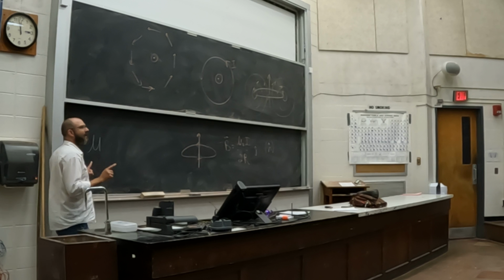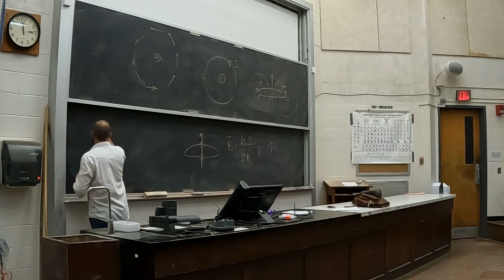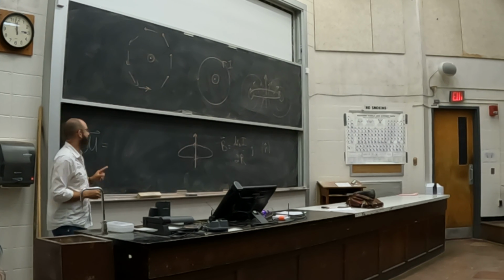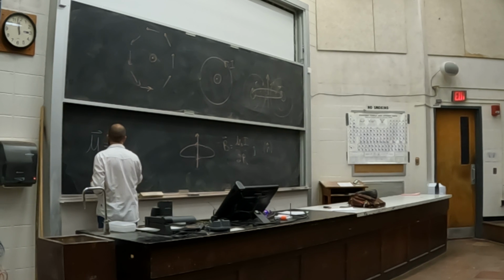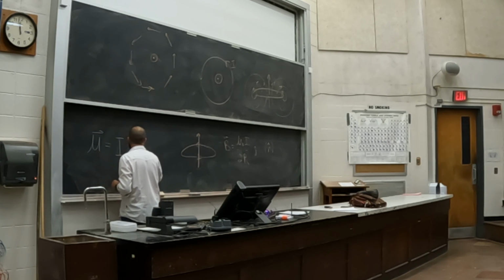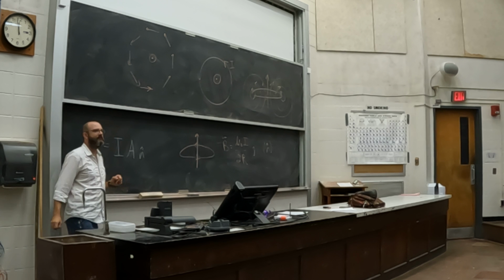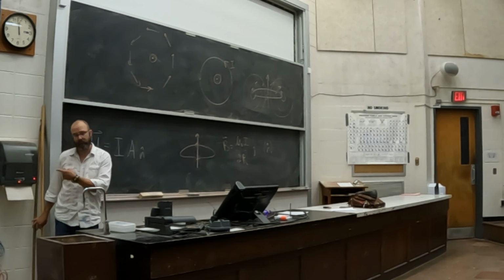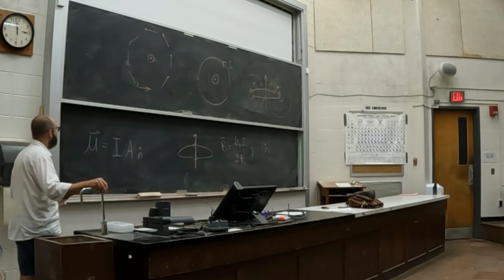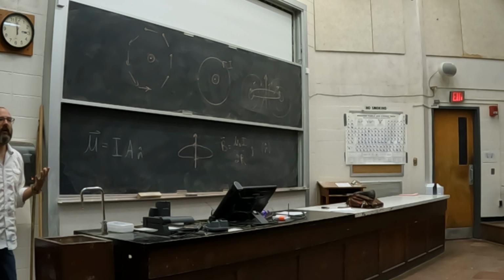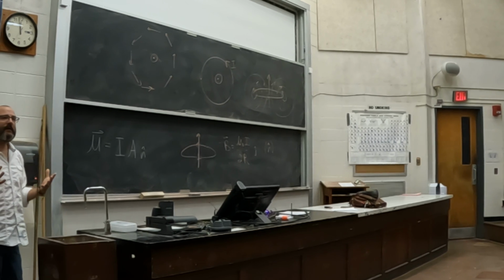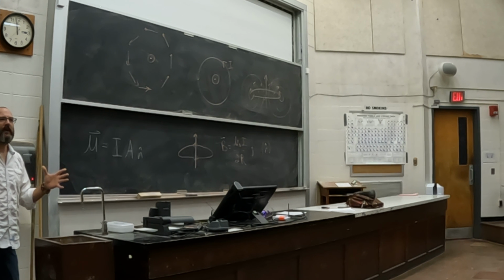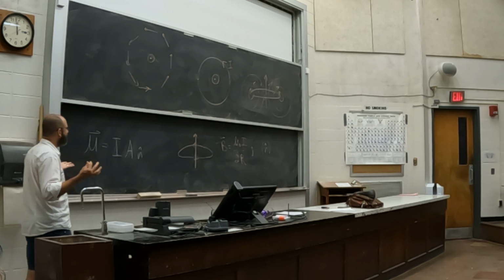I'm going to define this as, and this is a vector, mu equals I, A, N hat. Alrighty then. What does this mean? I is a current, clearly. A is an area, and N hat is an N hat. Okay, so what does this mean?